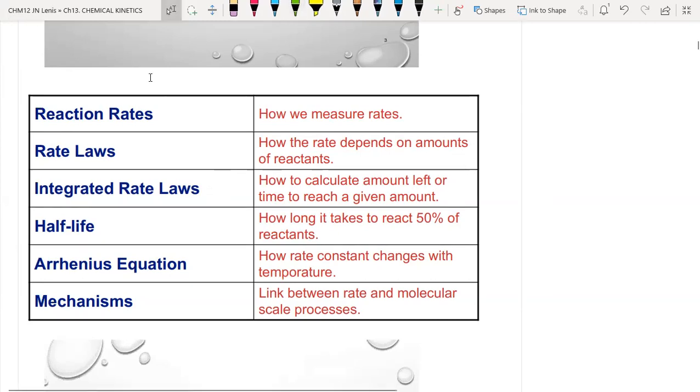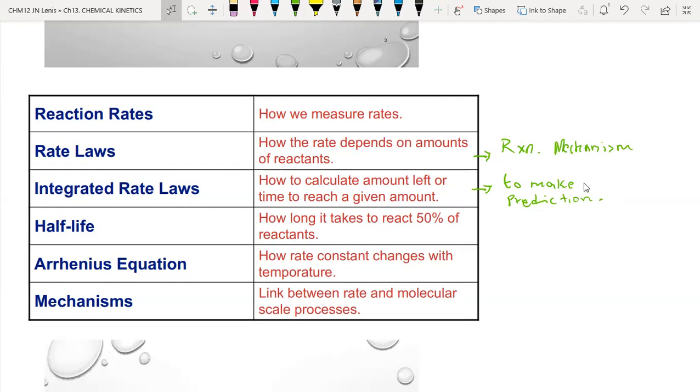So this one, the rate law, will help us to find reaction mechanisms. And the second one will help us to make predictions.